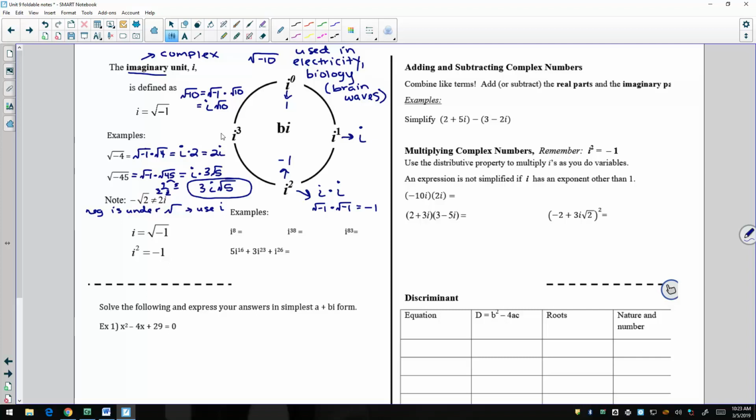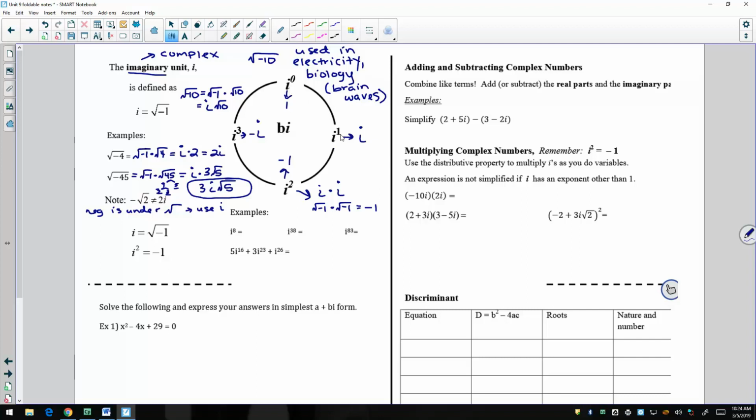Now, i to the third can be written as i squared times i to the first. Well, if you take what both of those equal, that would be -1 times i, which is -i. So that's what the first 4 powers of i equal. Now you might be saying, well, how does that help me? Well, anything after the first 4 starts to repeat. So that means i to the 4th is the same as i to the 0, which is 1.